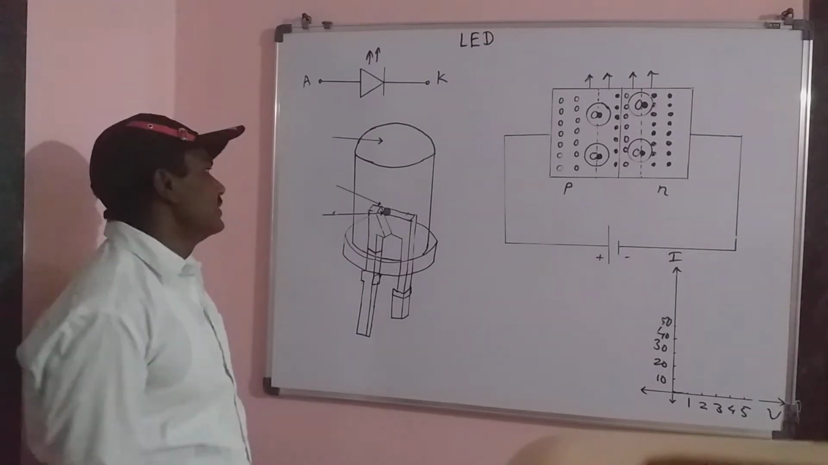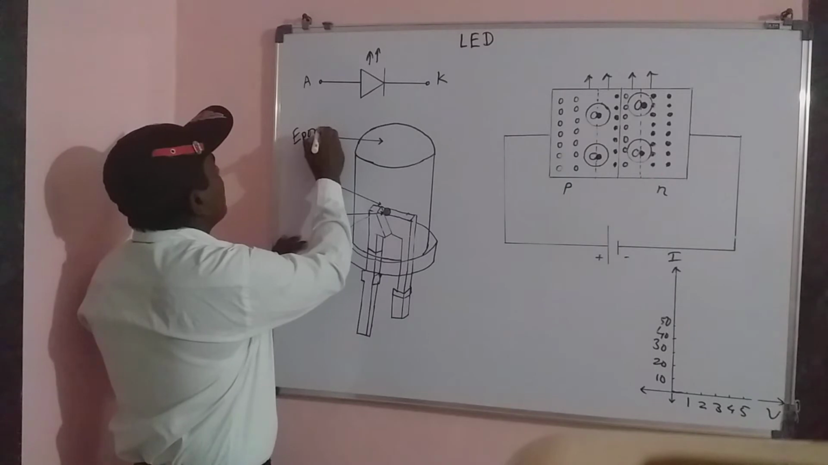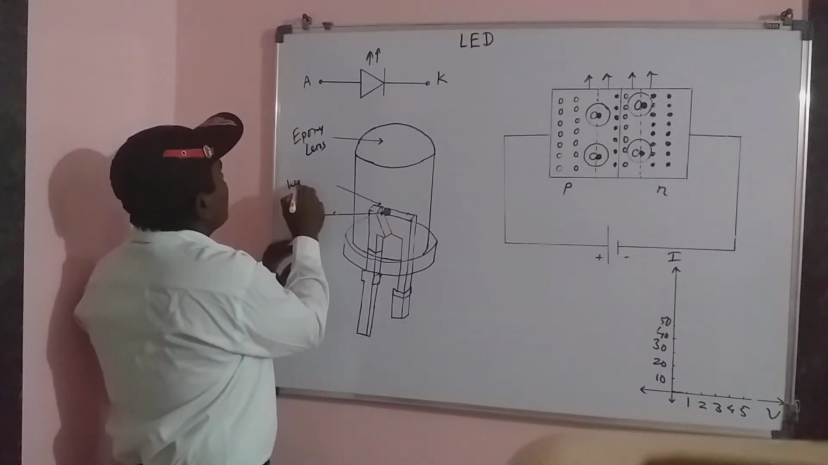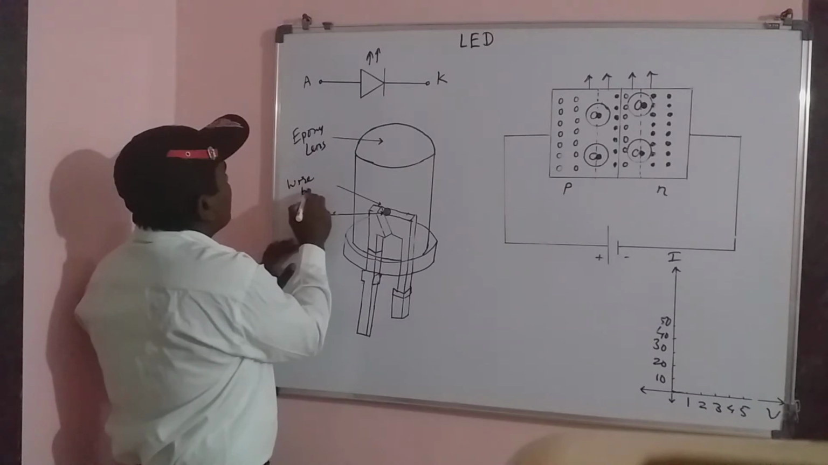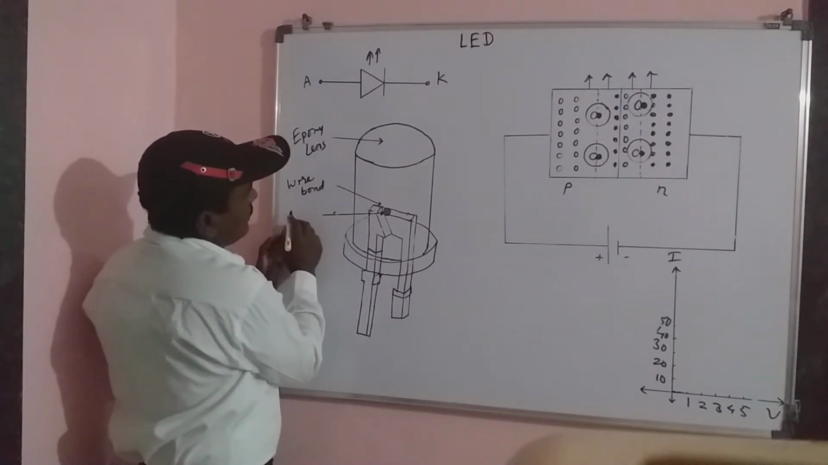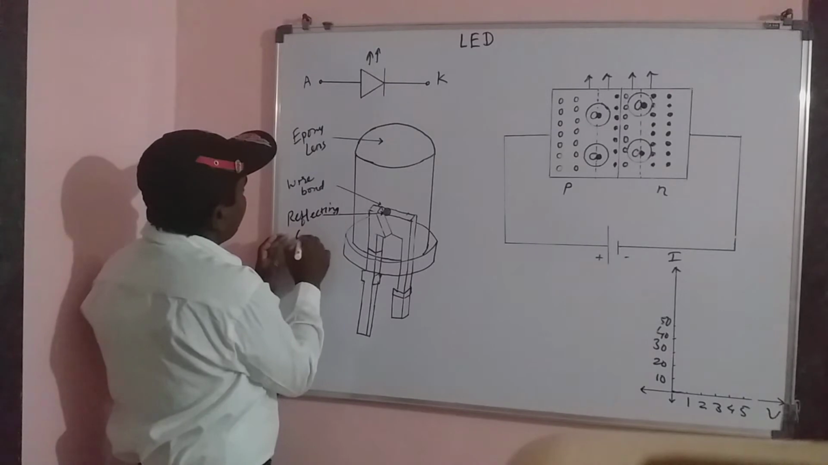Now we can see the schematic structure of this diode. In it, this is called the epoxy lens. This is the wire bond, and this one is the reflecting cavity.